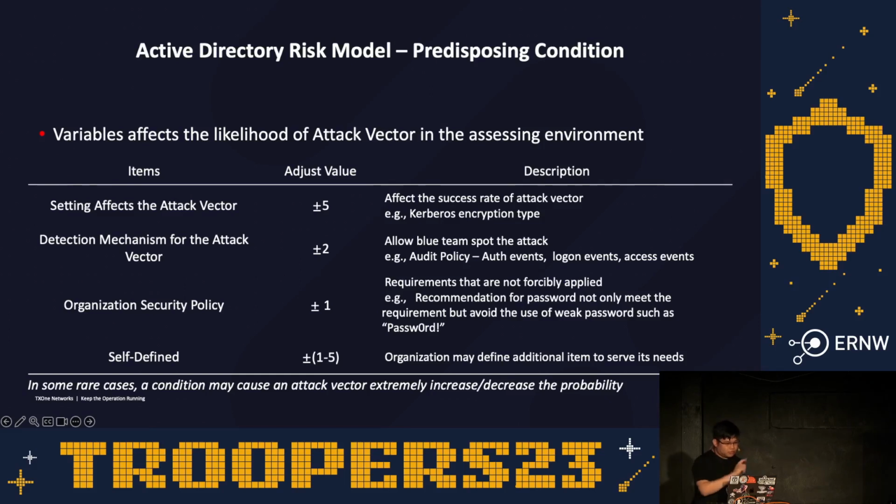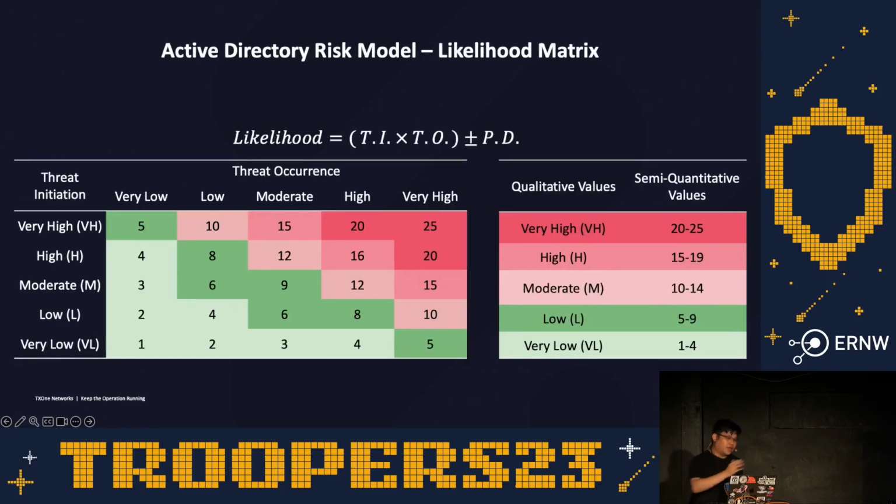Okay, so we already know threat initiation, threat occurrence, and also the predisposing condition. So we can calculate the likelihood based on these metrics, which is a very easy part. We can calculate the result because we know that if we propose a too difficult model, it is hard to deploy and hard to apply.